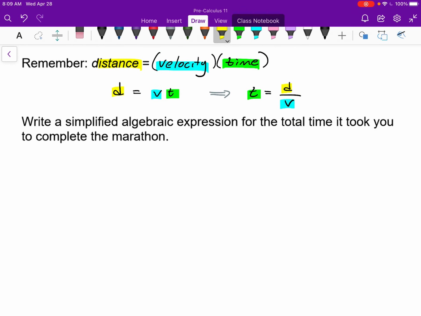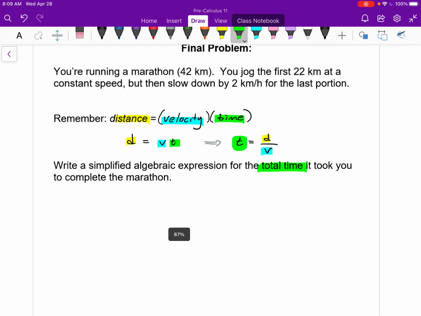Write a simplified algebraic expression for the total time it took you to complete the marathon. So I'm looking for the total time. How long did it take me to run this marathon? Well, that's why I isolated the t here, because in the end we're trying to think about time. And time is the same as distance over velocity. So what do we know about this?